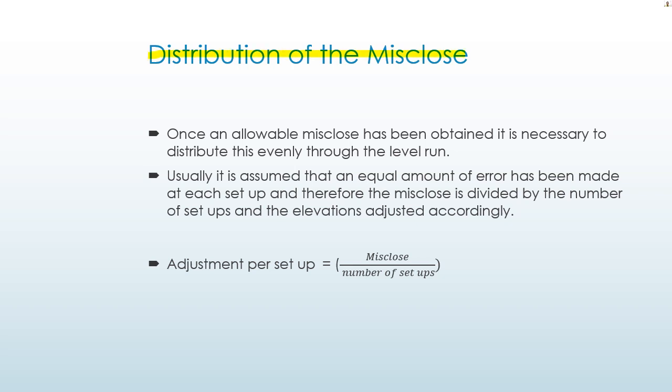Distribution of the misclose. Once the misclose has been found, it is necessary to distribute this misclose evenly throughout the level run. We assume that an equal amount of error has been made after each setup, and therefore the adjustment per setup equals the misclose divided by the number of setups. We are going to see an example in the next slide.